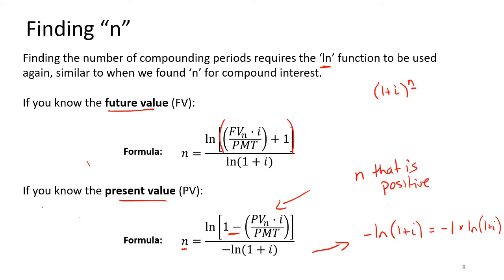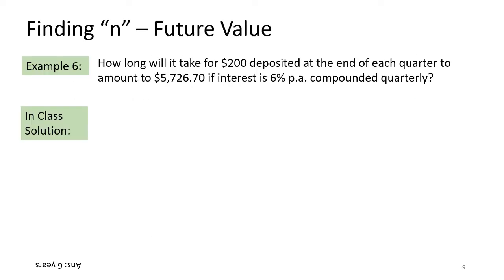And that's important, right? You can't have a negative number of payment periods, right? It has to be a positive number. So I won't go into all the details as to why that's the case, but it's very important that you input this in the form into your calculator correctly. So let's look at an example.